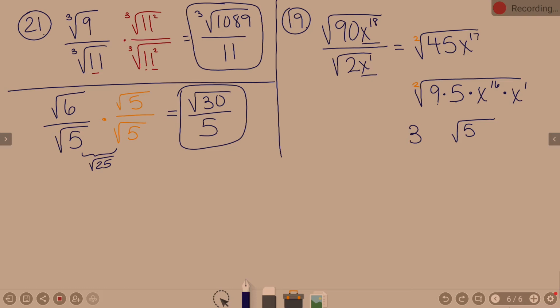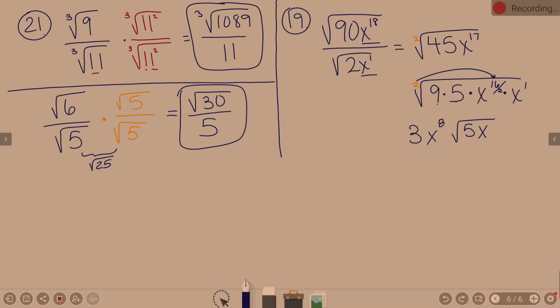Square root of 16. Can I do square root of 16? How do I do square root of an exponent? Divide by 2, yes? And does 16 divide by 2? It does. 16 divided by 2 gives me x to the 8th. Out or in? Out. It's going to go out. X to the first. Does 1 divide by 2? No, so x to the first is going to stay in. Okay? So I have 3x to the 8th times the square root of 5x.